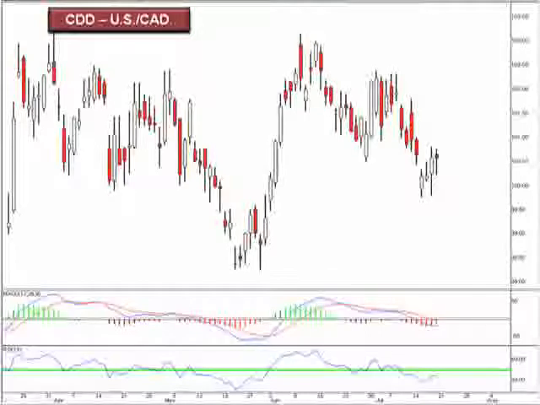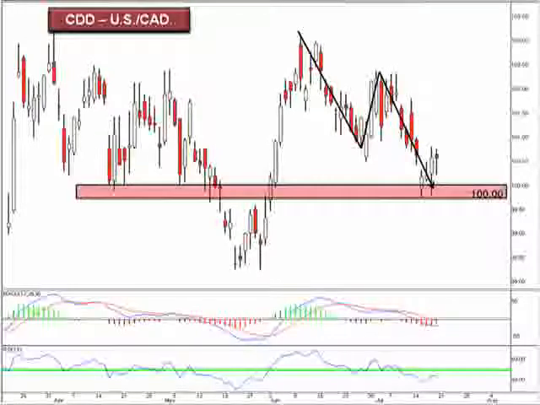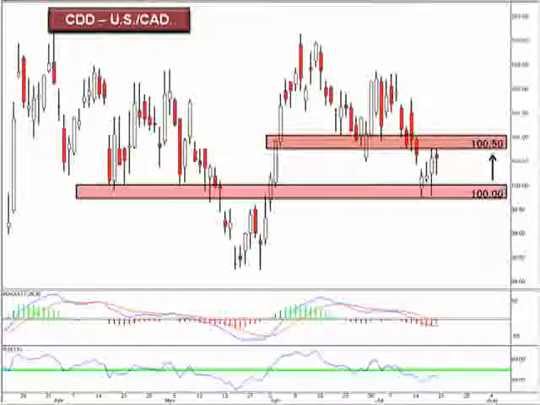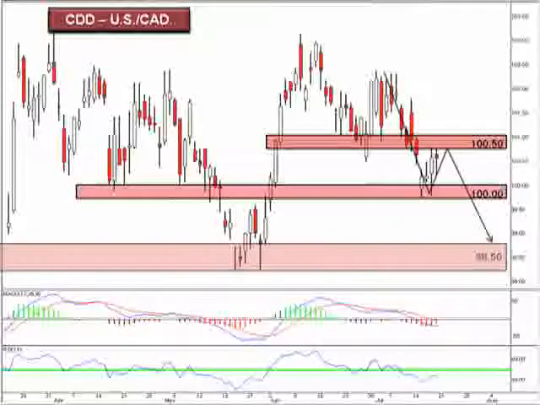Okay, the first one we're going to look at here is the CAD, the US versus the Canadian dollar. Last week we suggested that we'd likely see some support in at the 100 level based on a measured move to the downside. We've since seen a little bit of a bounce off of that and a test of the 100.50 range. If this actually acts as a resistance level, the most logical move would be a push down towards that 98.5, which represents a low identified back in mid-June.